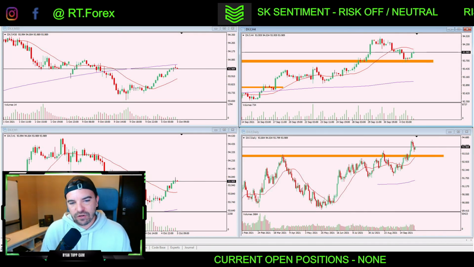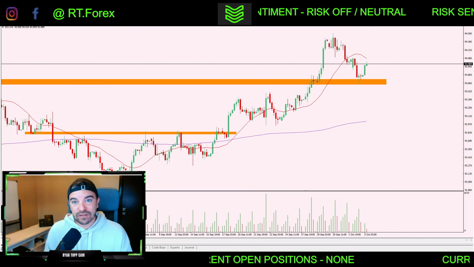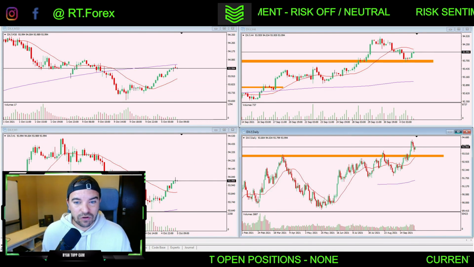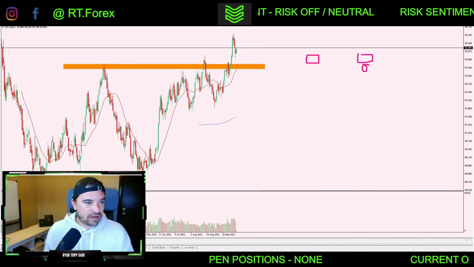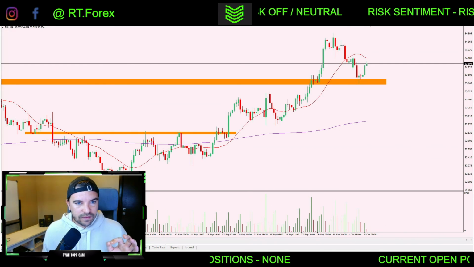Right, let's have a look at the dollar. So the dollar's been bullish, very bullish recently. I've liked it for quite some time. I've been calling longs for quite some time, roughly around this area here. Now, daily chart looks good. There is an argument here.